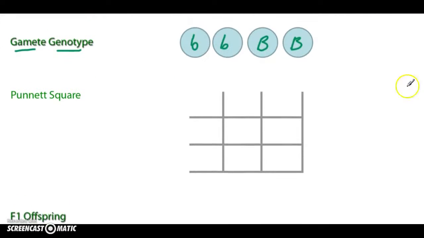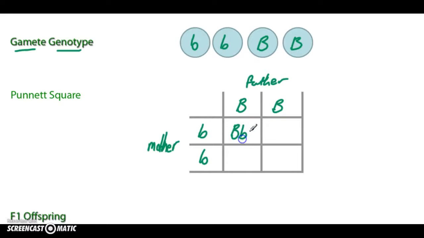Next, we do our cross. So let's say this was the father at the top, and we've got mother on the left-hand side, and mother contributes eggs with little b and little b. Father contributes alleles big B and big B. So let's cross them over. Big B, little b, when fertilization occurs, and we always put the dominant allele first.